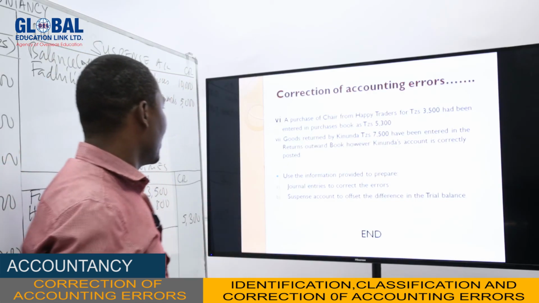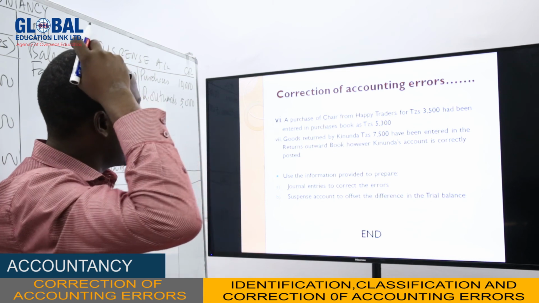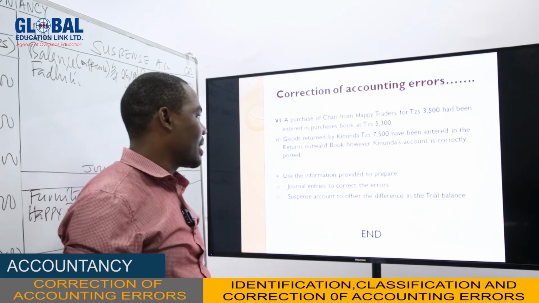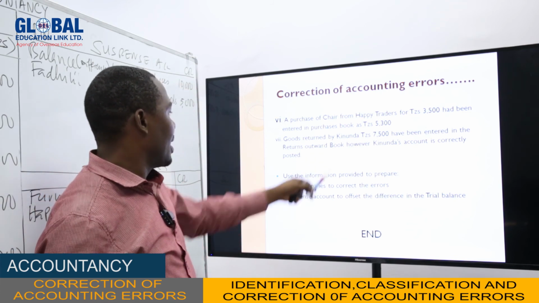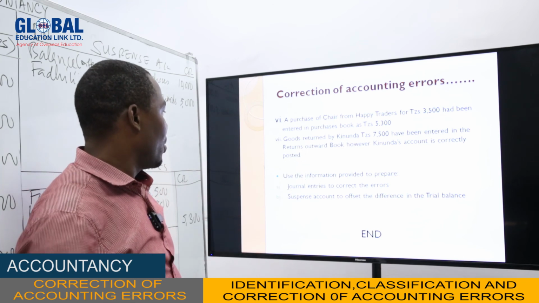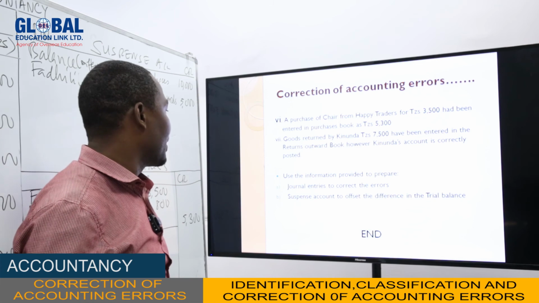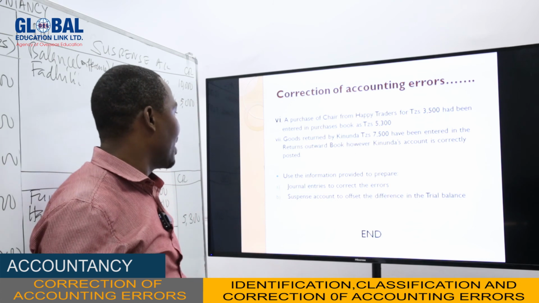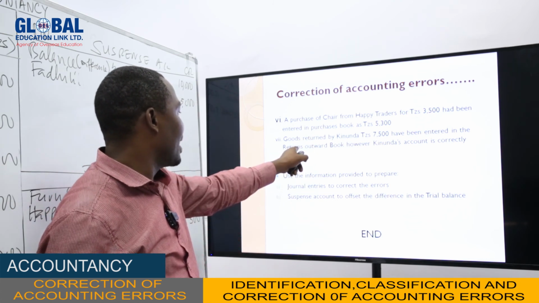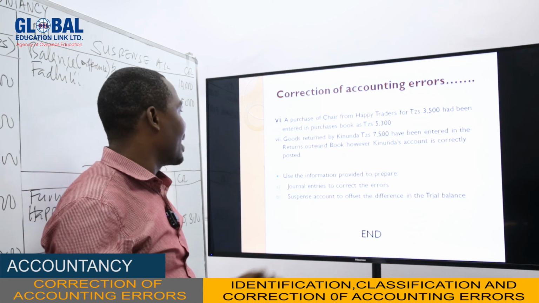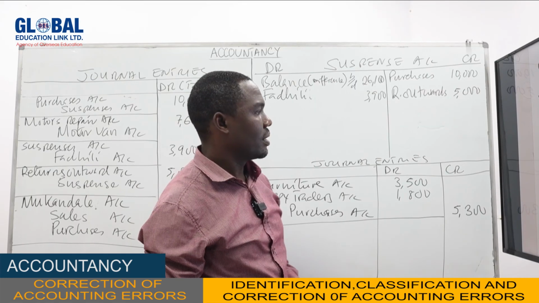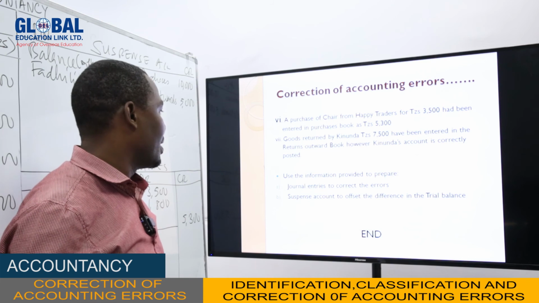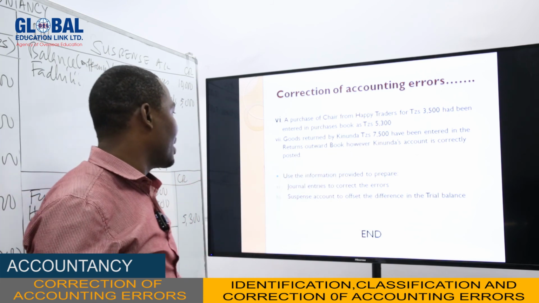The last item was goods returned by Kinunda, 7,500. This has been entered in the return outward book. However, Kinunda's account is correctly posted. So it was a return inward, but entered in the return outward. So we need to recognize the return inward account by debiting it, and also recognize the return outward by debiting it. Because return outward and return inward are not corresponding accounts, automatically the double entry will be to suspense.